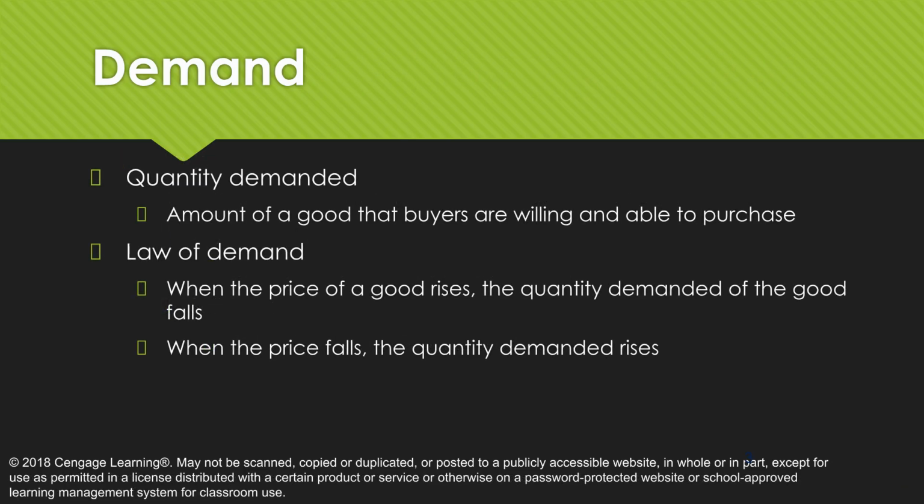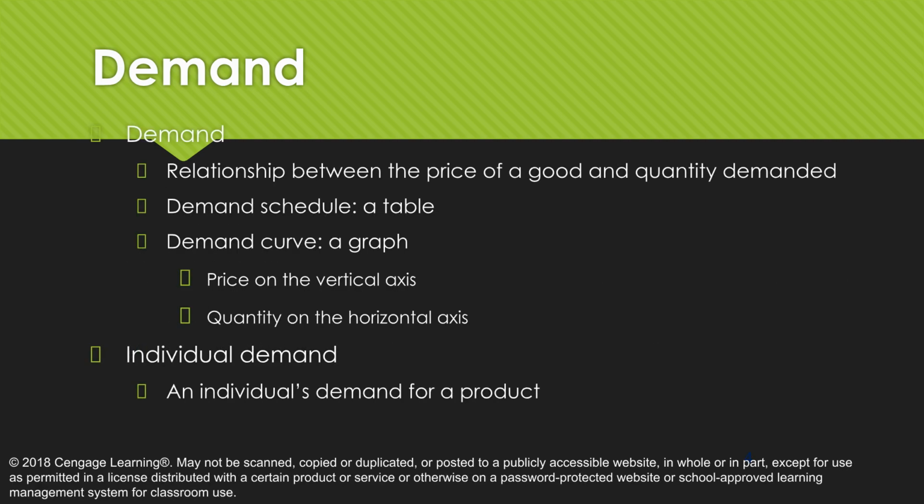Next, we examine demand. The quantity demanded is the amount of a good that buyers are willing and able to purchase. The law of demand states that as the price of a good rises, the quantity demanded falls, and when the price falls, demand rises. Demand represents the relationship between price and quantity.